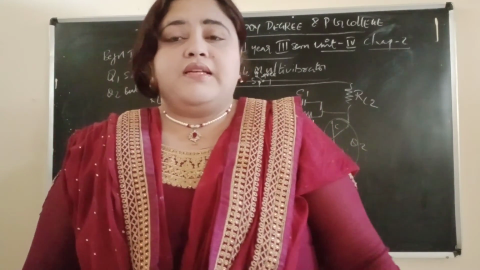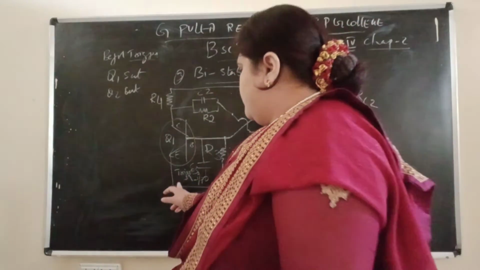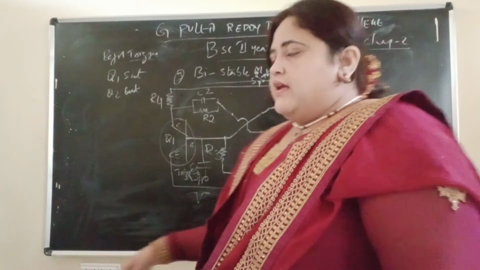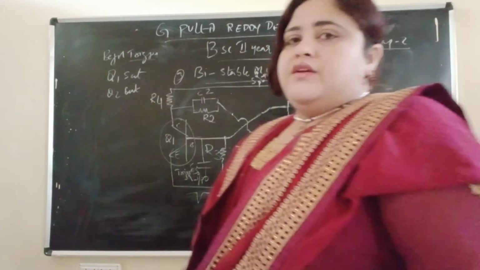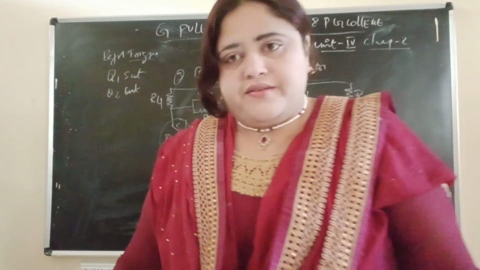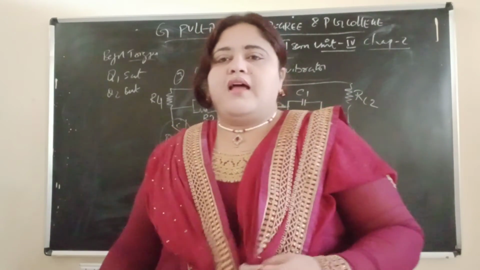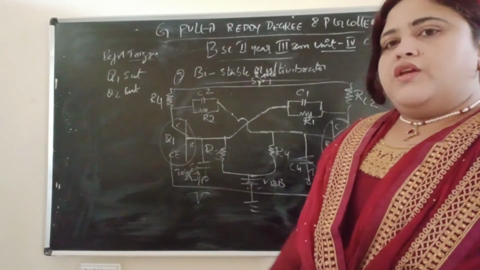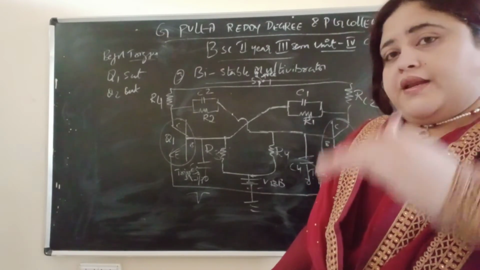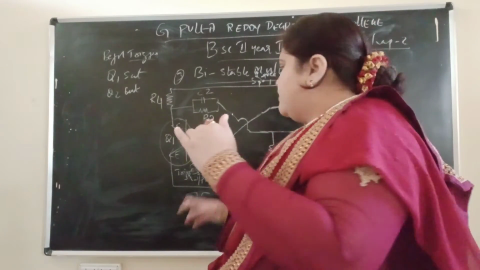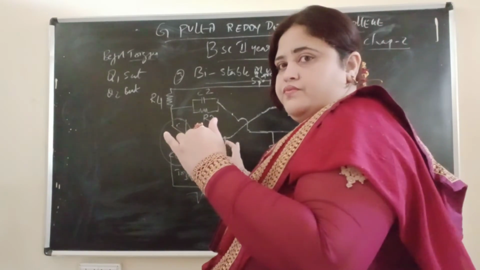So now, since it is in saturation, I will give a negative going pulse, and this one is in cutoff. You can also give a positive going pulse as an external trigger. Now I am giving a negative going pulse to Q1. So in Q1, what is happening? Current will be less, voltage will be high. This high voltage will be applied to Q2.